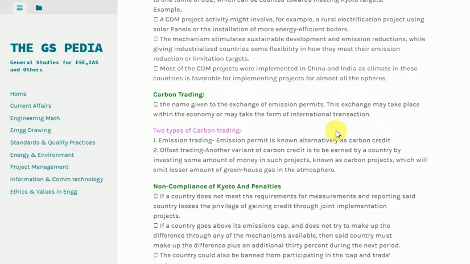Non-compliance of Kyoto and penalties. If a country does not meet the requirements for measurements and reporting, said country loses the privilege of gaining credit through joint implementation projects. If a country goes above its emissions cap, and does not try to make up the difference through any of the mechanisms available, then said country must make up the difference, plus an additional 30% during the next period. The country could also be banned from participating in the cap and trade program.